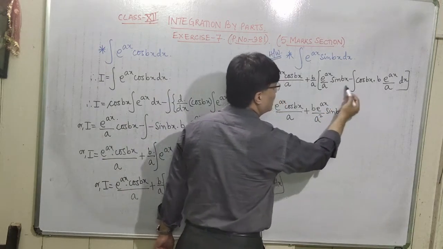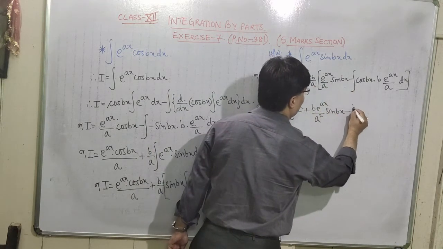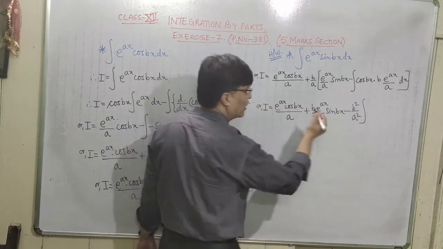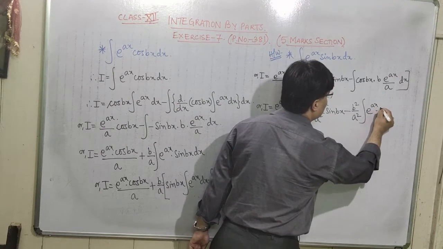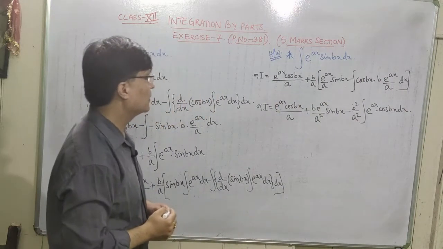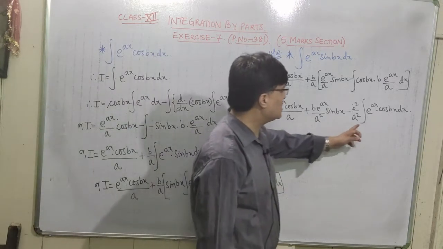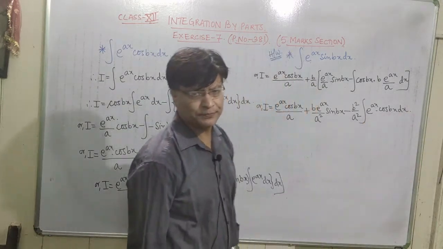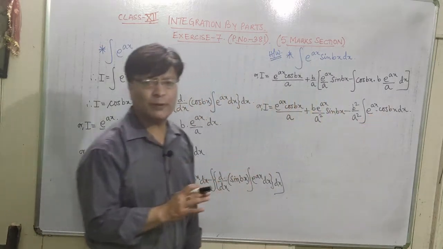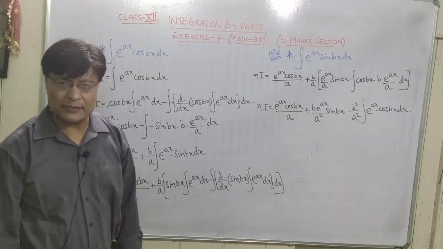So b by a is constant, you can take it outside the integration sign. So you have to multiply this b by a by b by a. That is your b square upon a square, right? Then integration of, what do we write here? e to the power ax into cos bx dx. So I think you have understood it, okay? Now again, this is the integration of the product of two different functions, that is e to the power ax into cos bx dx, okay? Again, will you integrate it by parts?